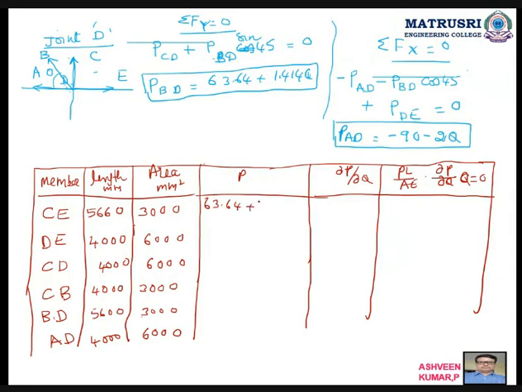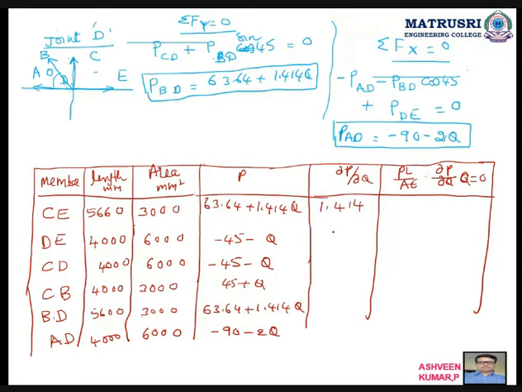63.64 plus 1.414 Q, 45 minus Q, minus 45 minus Q, 45 plus Q, then 3.64 plus 1.414 Q minus 90 minus 2Q. Then dou P by dou Q, this is constant. This is constant, so only this will come.